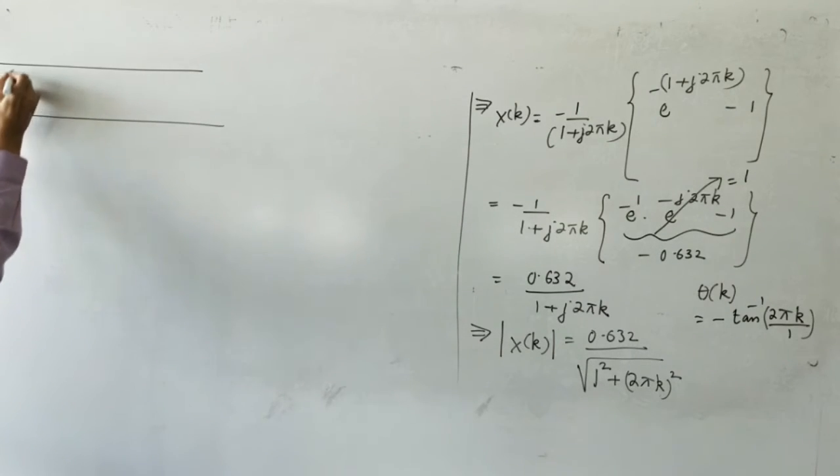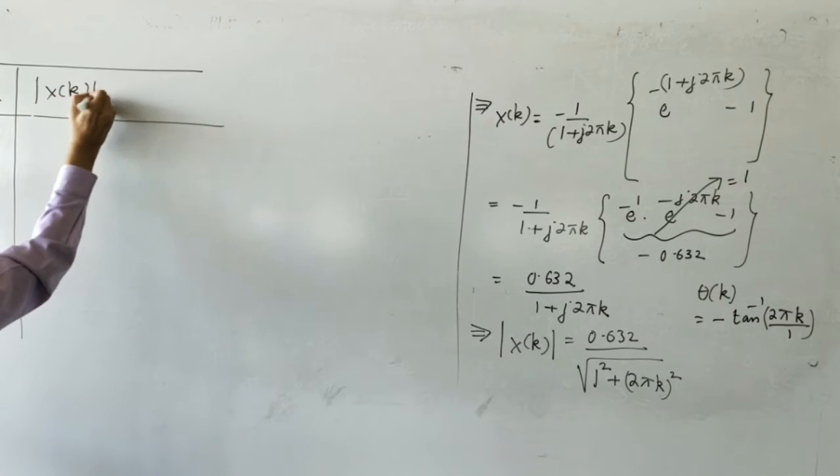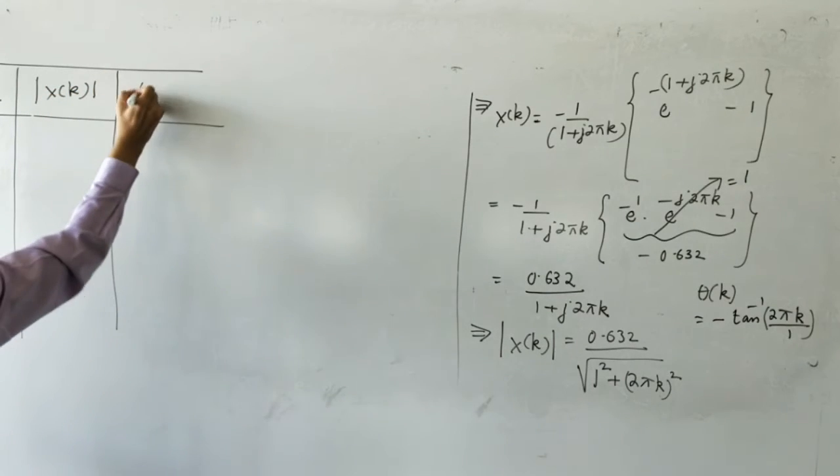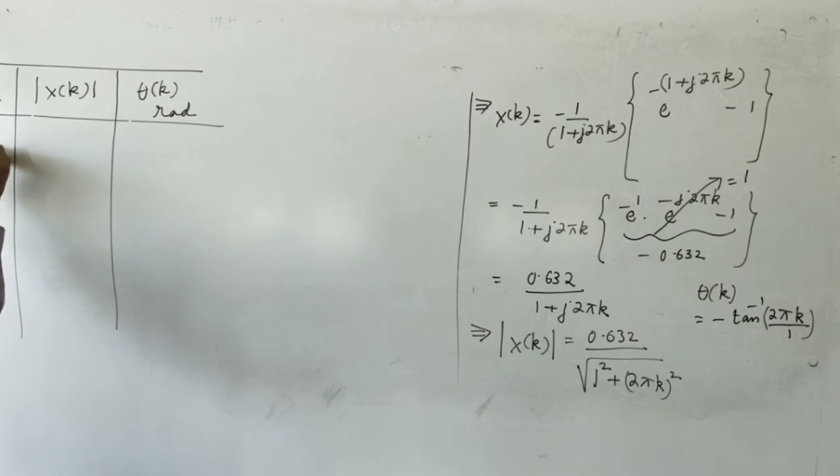This is k. This is magnitude of X of k. This is theta of k. Theta of k is in radians. -2, -1, 0, 1, 2. Few values I have taken. You can take even -3, any number of values you can take. 5 representative values are sufficient.